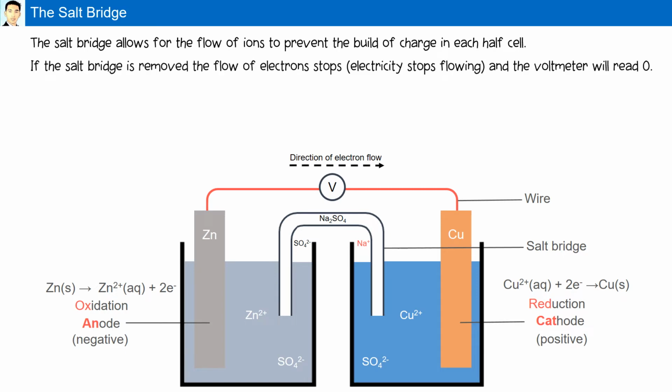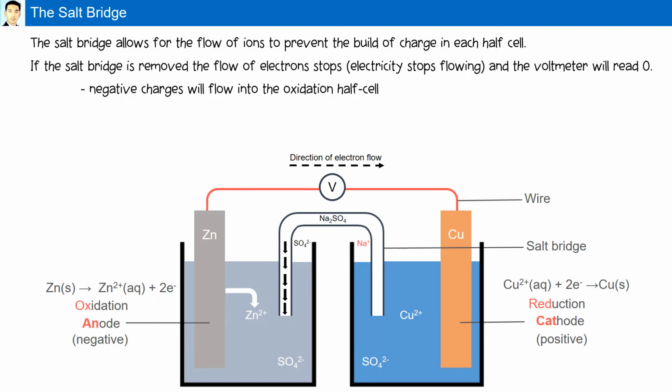If the salt bridge was removed, the flow of electrons would stop, and the voltmeter would read zero. Why is this? At the anode, the zinc solid is losing electrons and dissolving into the solution to become Zn2+. This half of the voltaic cell is going to become very positive. Therefore, the negative charges from the salt bridge are going to flow into this half cell, the oxidation side. The sulfate ions are going to go into this half cell.